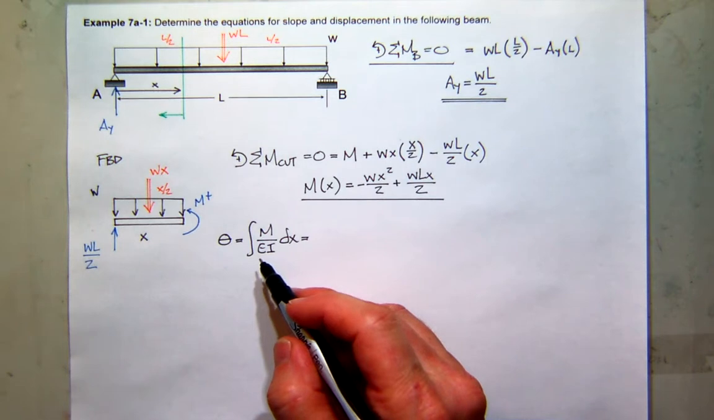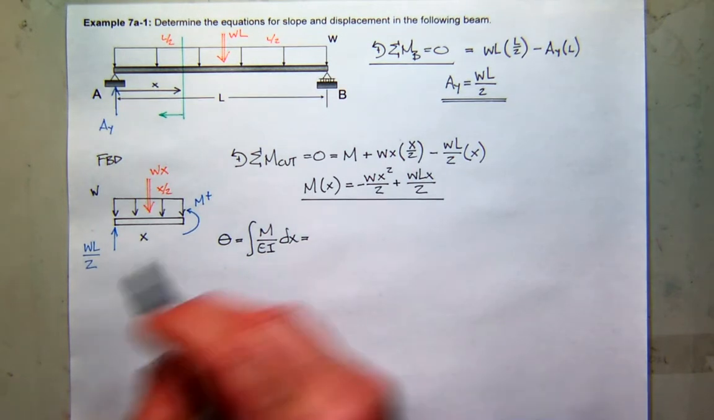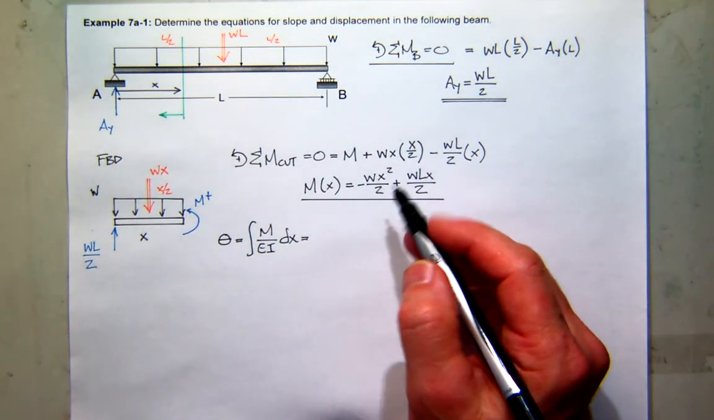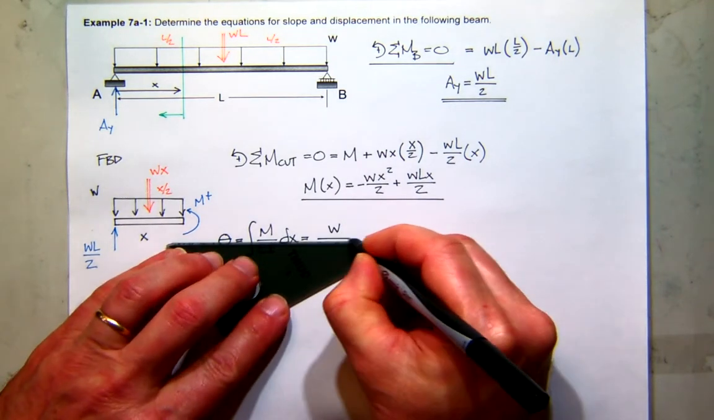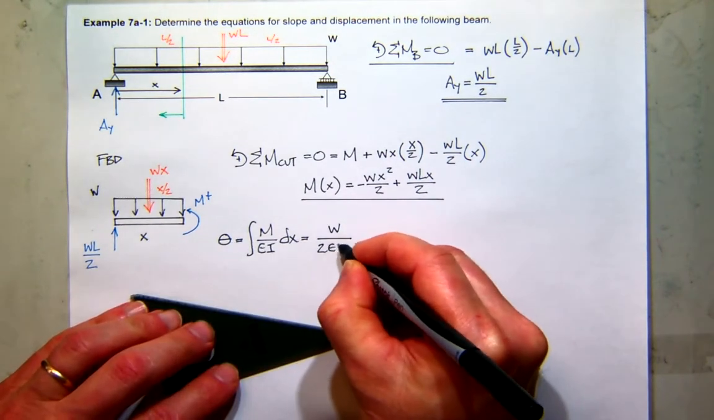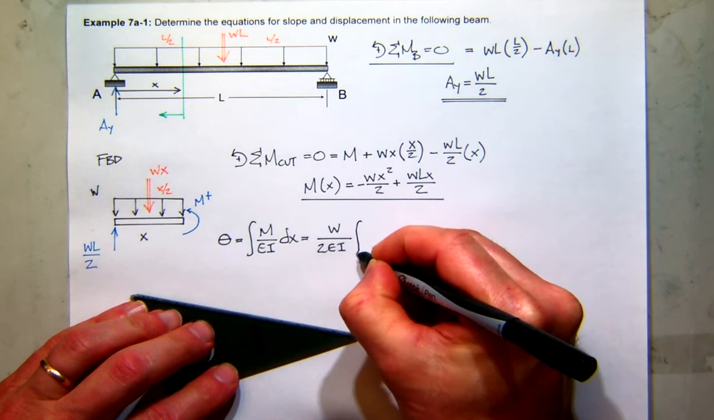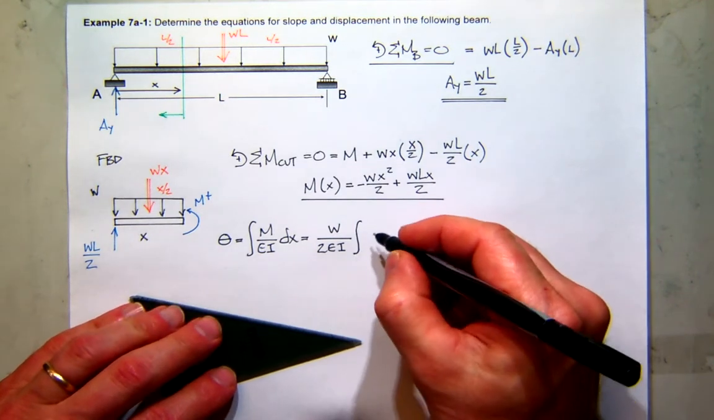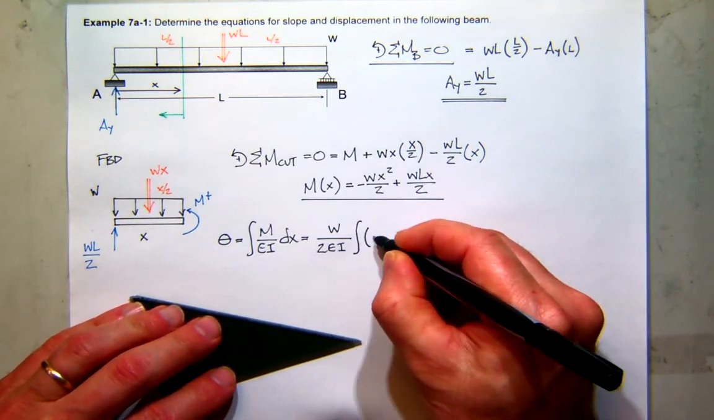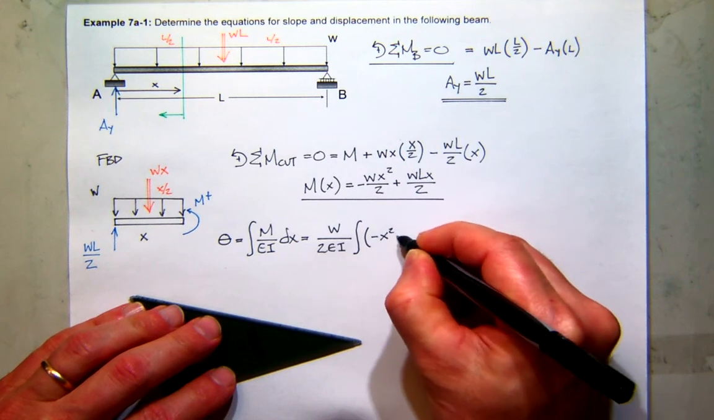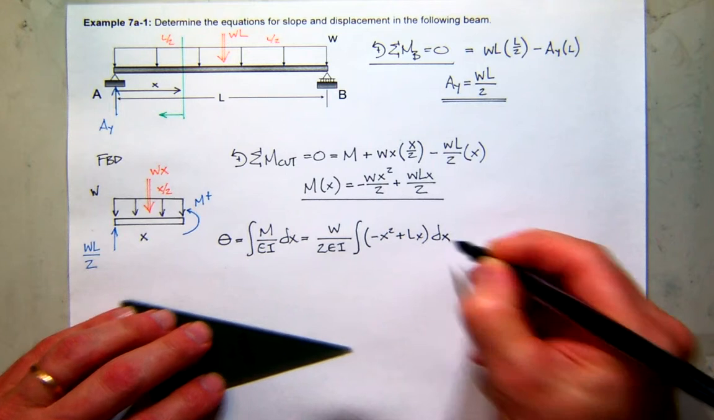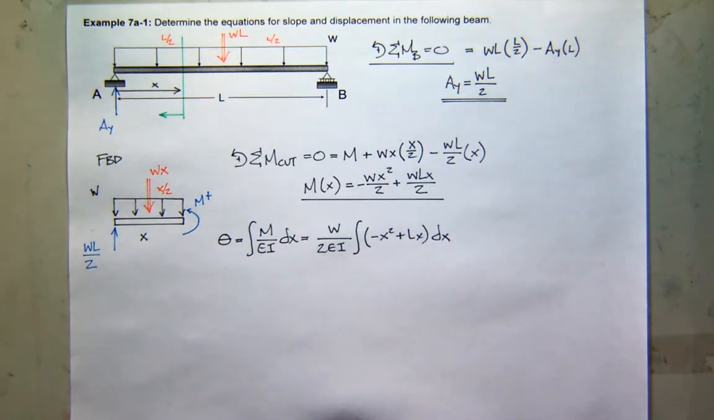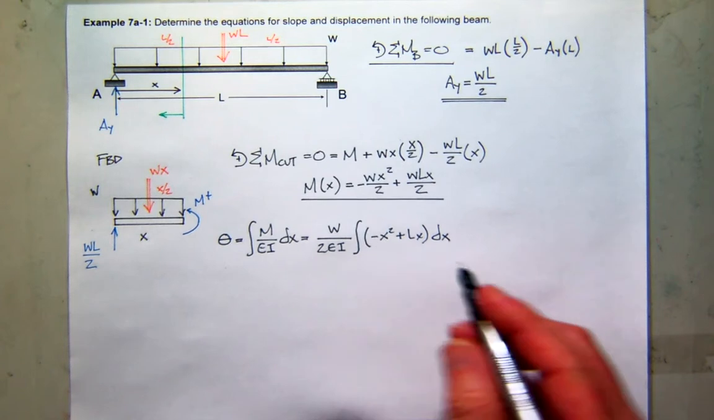So in this problem, E and I are going to be constant. And you also see I've got a W over 2 that's constant. So I'm going to factor all that out. So I'm going to end up with W over 2EI, and then I'm going to have the integral of what's left over, which would be minus x squared plus Lx dx. Did I do that right? So far, so good? You can see that's a pretty easy integral to do.